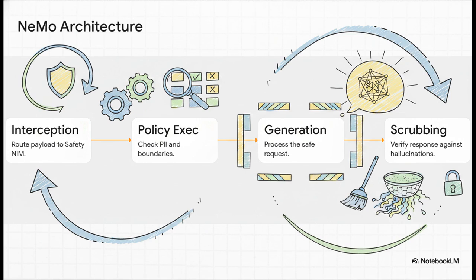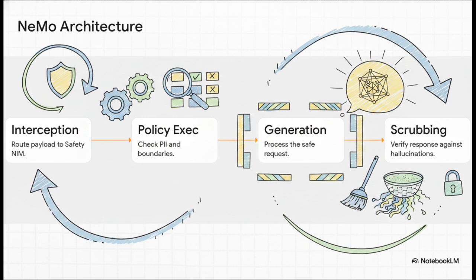First, the input gets intercepted and routed directly to a specialized safety microservice. This service checks for personally identifiable information and makes sure the prompt is within topical boundaries. Only if it passes that test does the main model actually generate a response. After that, the output is scrubbed by the safety service one more time to ensure the AI didn't hallucinate any sensitive internal data. And crucially, because the security compute is physically segregated into separate microservices, it doesn't introduce unmanageable latency into your app.